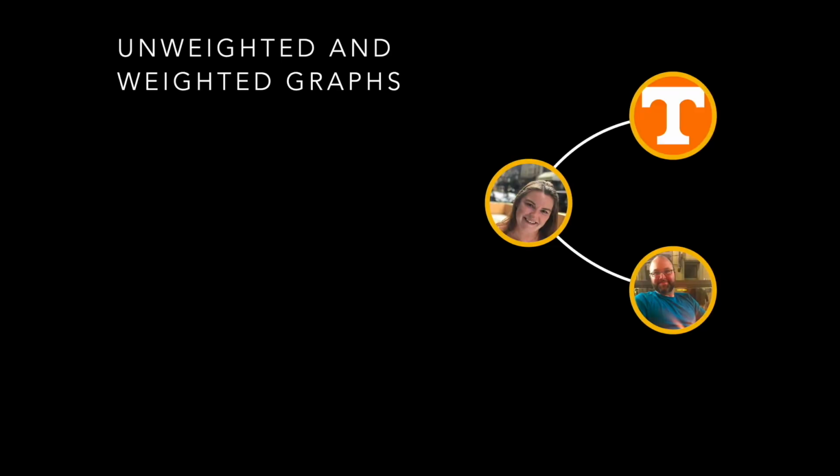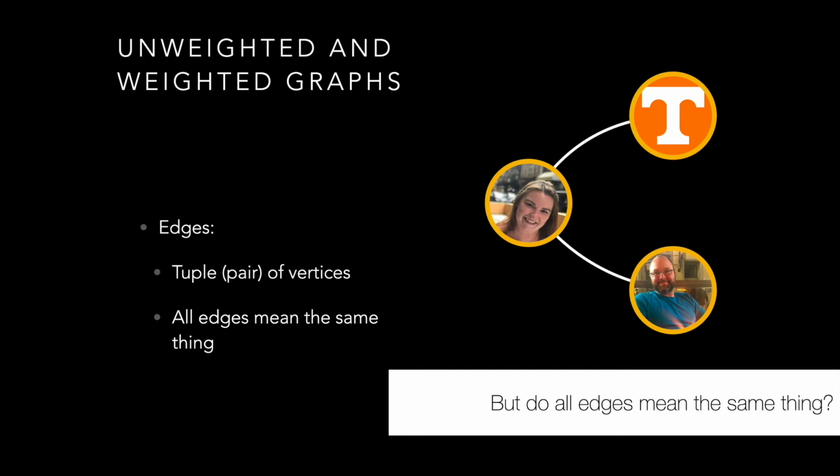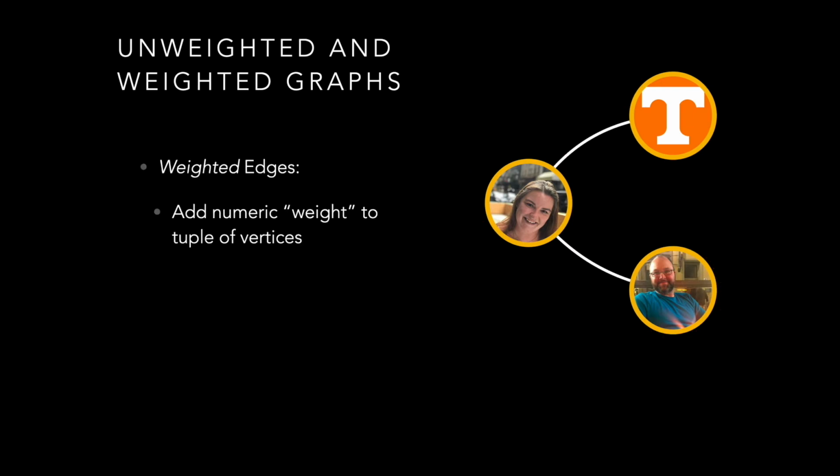So we can also talk about the idea of weights or importance, a way to differentiate edges in our graphs, by talking about weighted graphs. What we've been talking about so far has been unweighted graphs, where if we have some edge that is a pair of vertices, then in the unweighted case, all edges mean the same thing. But does that really ring true for all cases? Ostensibly, my wife and I are closer in relationship than my wife and the University of Tennessee. So we can capture this by talking about weights, or weighted edges.